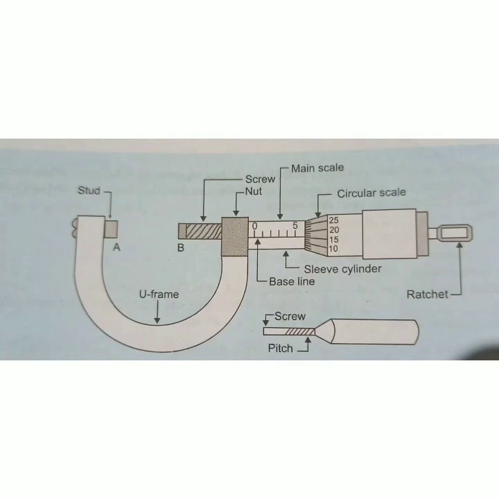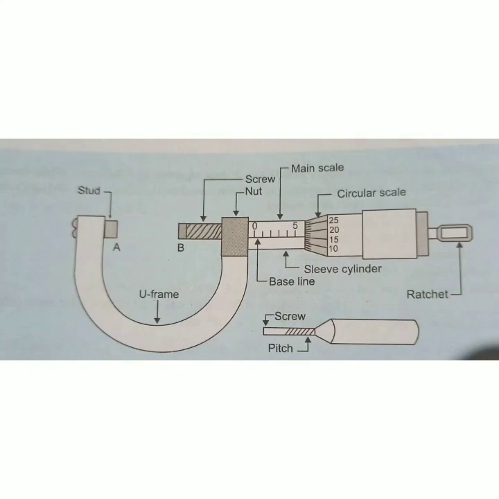Next is the thimble or circular cylinder. The screw is connected to a hollow cylinder which rotates along with the screw on turning. Student, this is the construction part in your book. Only knowledge of the construction is given, how to construct the screw gauge. No question and no numerical problem will be asked. Second, the sleeve cylinder. To the nut is attached a hollow cylinder commonly called the sleeve cylinder. The spindle of the screw passes through the sleeve cylinder.